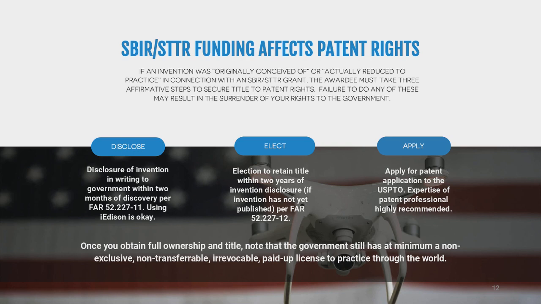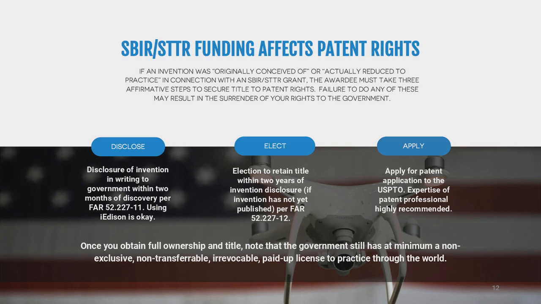Now, if you have IP that was generated before you received funding or outside of the funding, this does not apply. You can just go straight and apply for a patent, for example. But if you receive funding in connection with a government grant, there are 3 steps you have to follow in order to make sure that you have some sort of right to that particular IP. And the 3 steps are: 1, disclosure in writing; 2, election to retain title; and 3, to actually apply for the patent application itself.